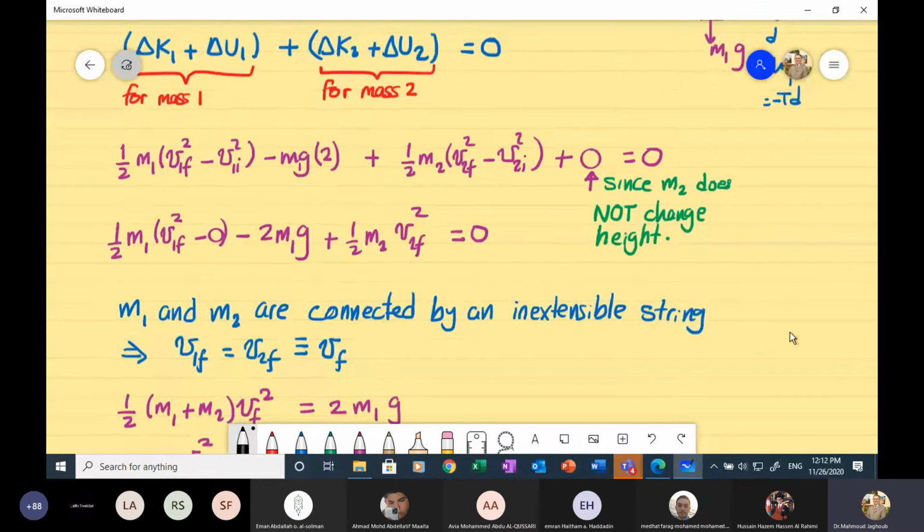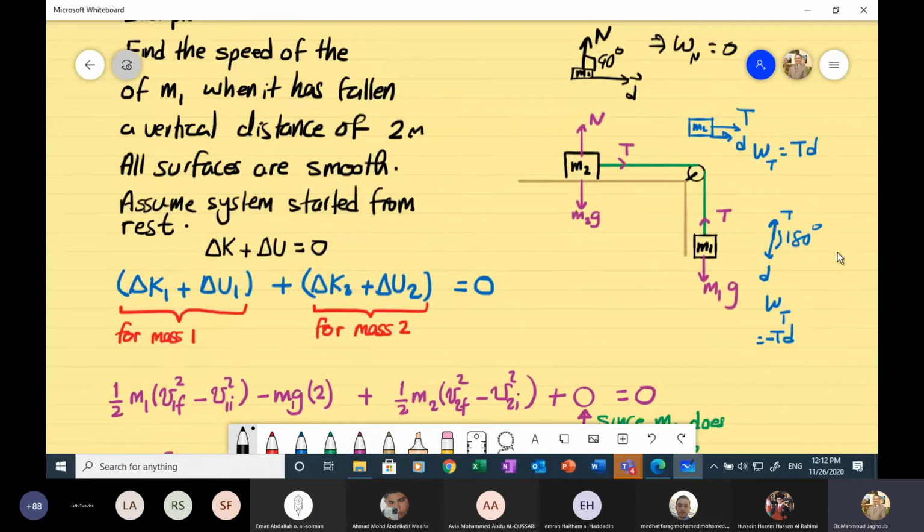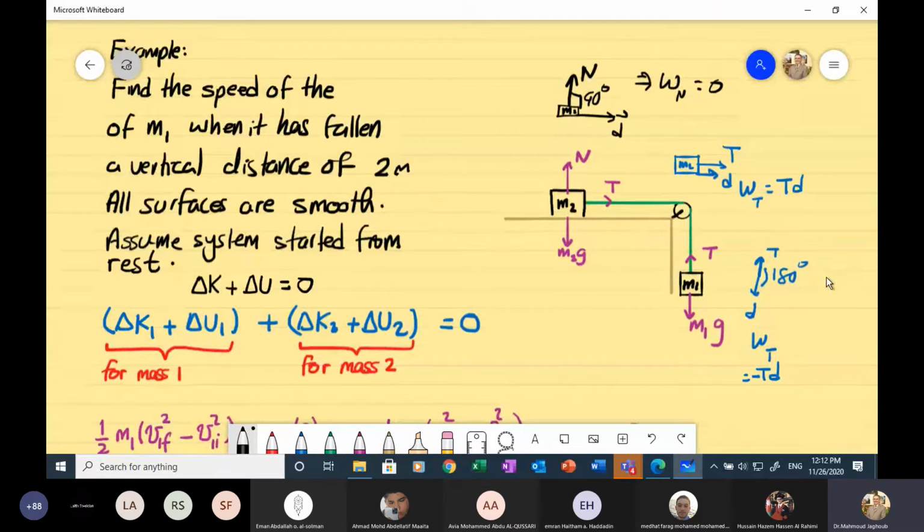You have an alternative way to do it. You can use equations of motion. You can use Newton's second law to find the acceleration of the system as we used to do before. And then after finding the acceleration, you can use the equations of motion and you will get exactly the same answer. And I advise you to do it this way too. Okay? Do you have any question on this example?